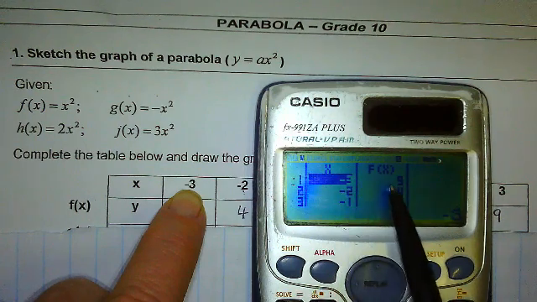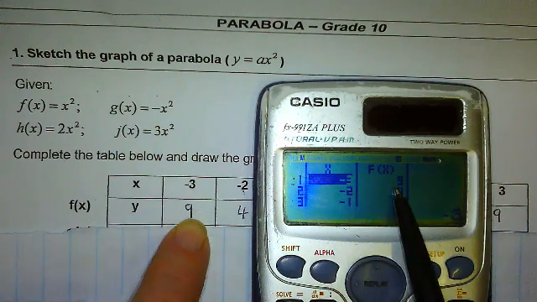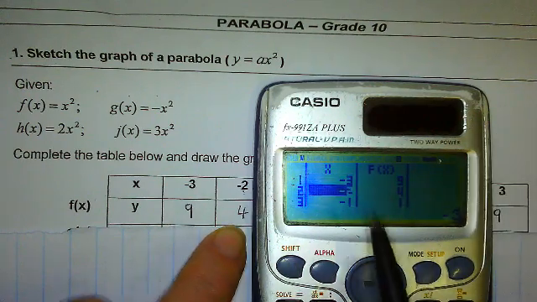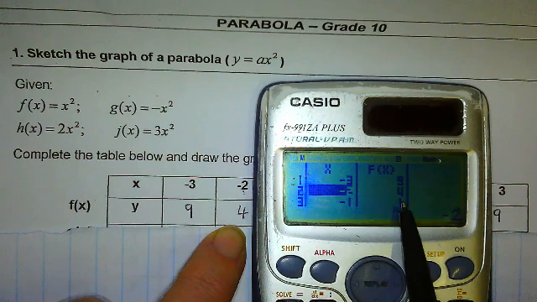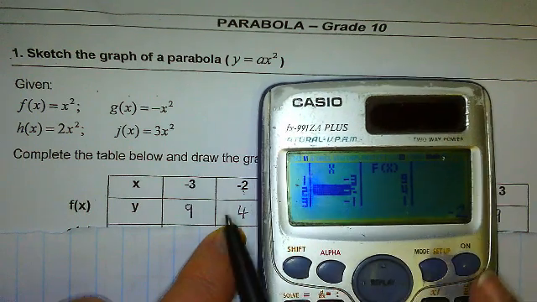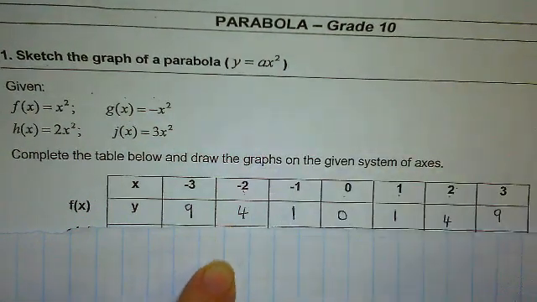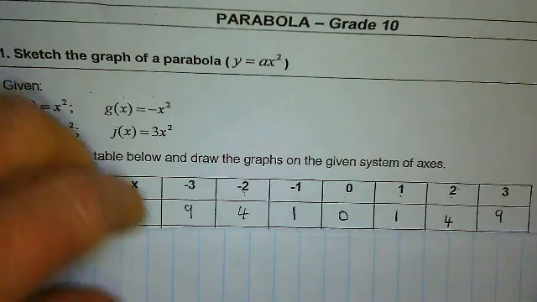F of x is the y. That was a 9. If you look there, it's a 9. If you go to the next one there, you'll see my x is -2, my y is 4. If you look at those values, it will be the same. So you can just check that. So now you've got your calculator values there. Now what must I do now?